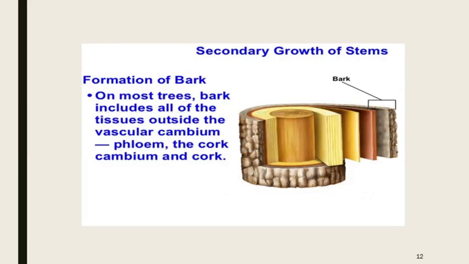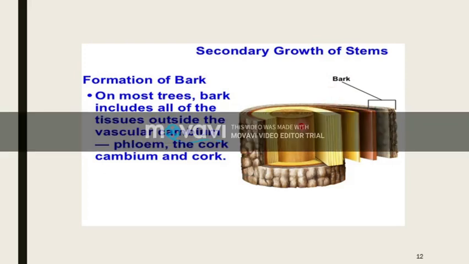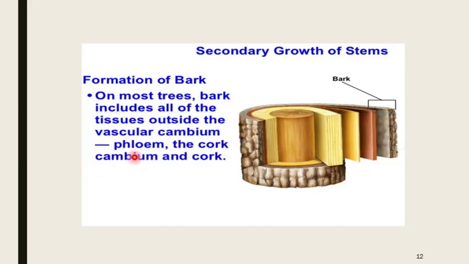Here is another diagram of the bark which clears our concept. Secondary growth of the stem. Basically, bark is the result of secondary growth. On most trees, bark includes all the tissues outside the vascular cambium: the phloem, the cork cambium. Sometimes phloem is included in the bark. Phloem, cork cambium, and cork. These layers are called bark.